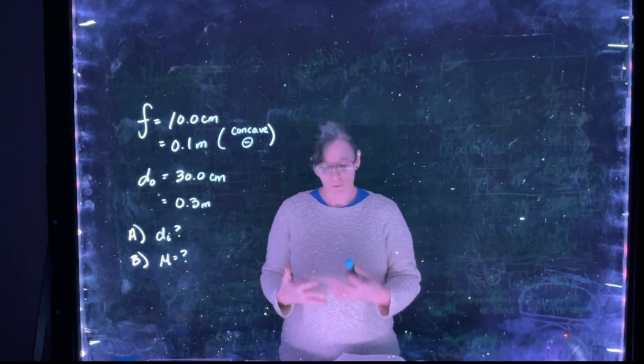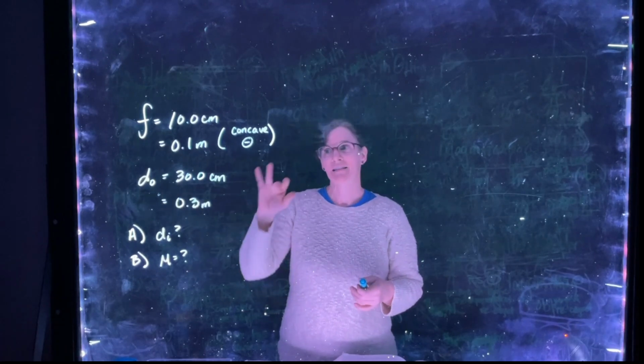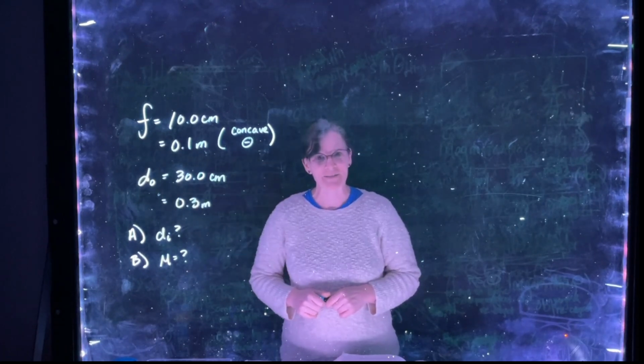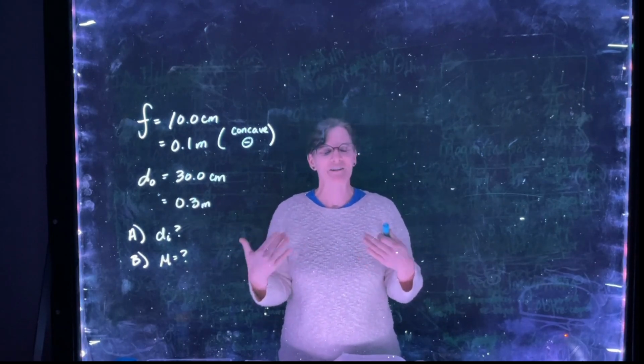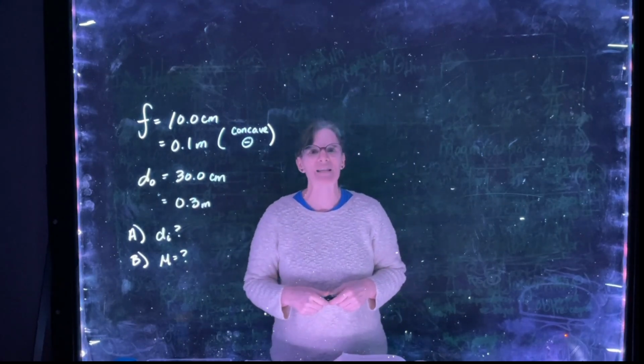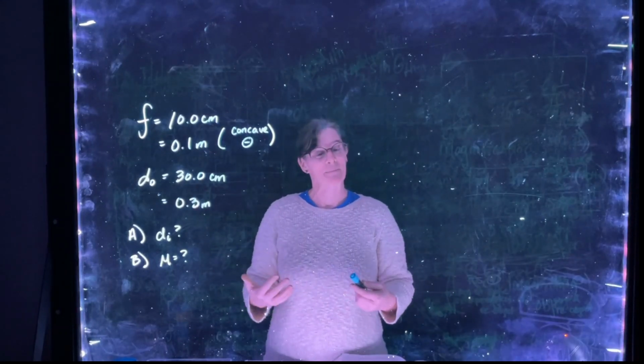So this problem reads: a concave lens with a focal length of 10 centimeters is in front of an object that is 30 centimeters away. Where is the image produced? And what is its magnification?